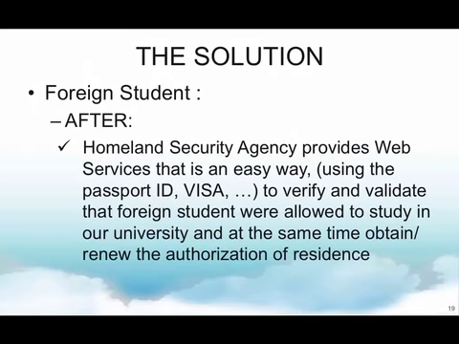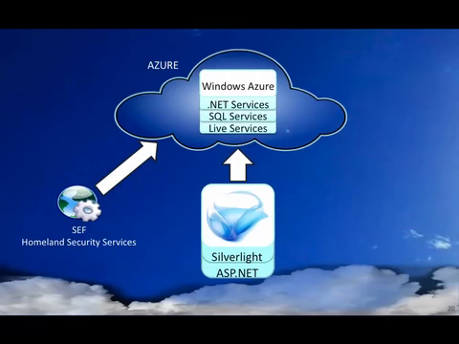After the solution was implemented, the students obtained validation from Homeland Security Agency through the implemented WCF services. They did not need to go to the service personally. Here we have the Silverlight application running in the client and accessing external web services through the cloud to get student validation from Homeland Security Agency.